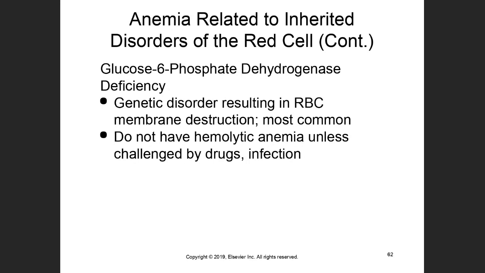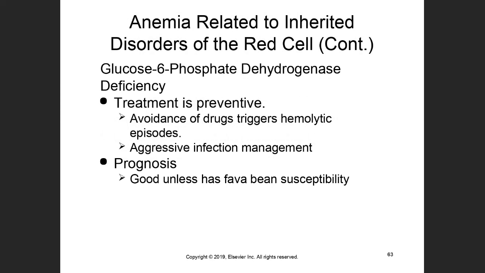Now we have G6PD, glucose-6-phosphate dehydrogenase deficiency. That's called G6PD. The G6PD deficiency is a problem in the RBC. That's an enzyme that we need for protection of the RBC. Those patients don't have that enzyme, and then they develop disease.